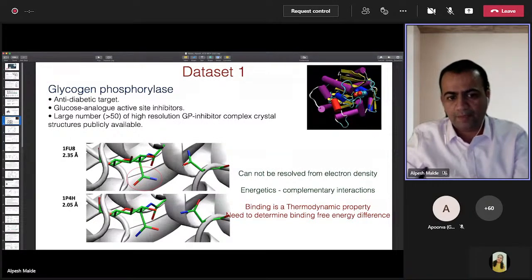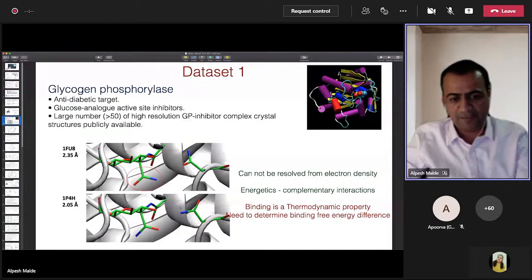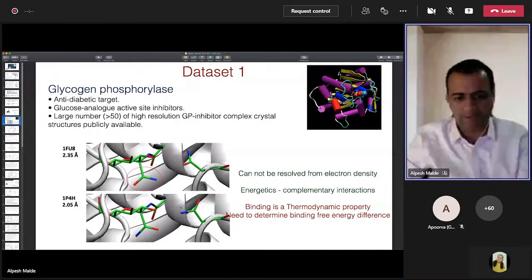And here we have complementary interaction: this also forms a hydrogen bond, this also forms a hydrogen bond, but we don't know whether both are possible, or one is possible, or one is favorable over the other. So what we did was, because binding of ligand and the protein is more like a thermodynamic property, we need to look at the binding free energy difference between these two states.